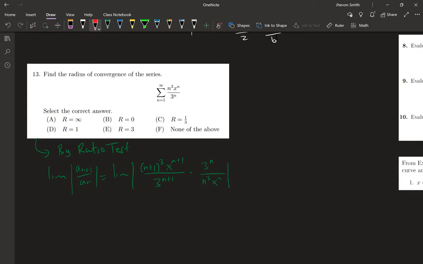Start canceling, guys. So this cancels that. This cancels that. These parts here, of course, are going to go off to 1 as n goes off to infinity. And so what you end up with is the limit going to x over 3. Now, we set that less than 1 for convergence. And so you would get |x| is less than 3. And that is your radius of convergence. It's E.